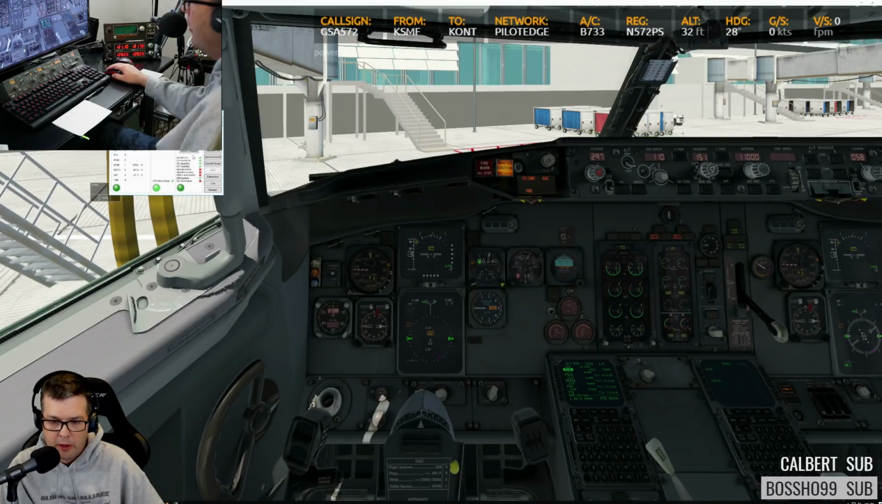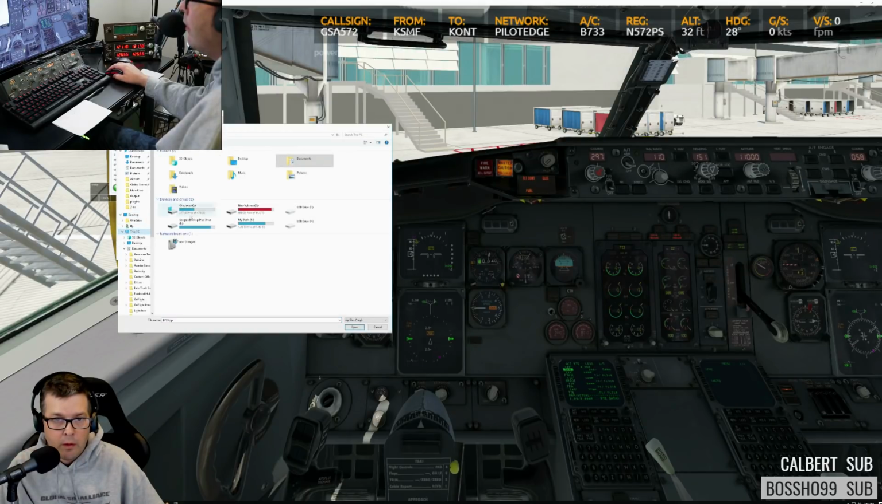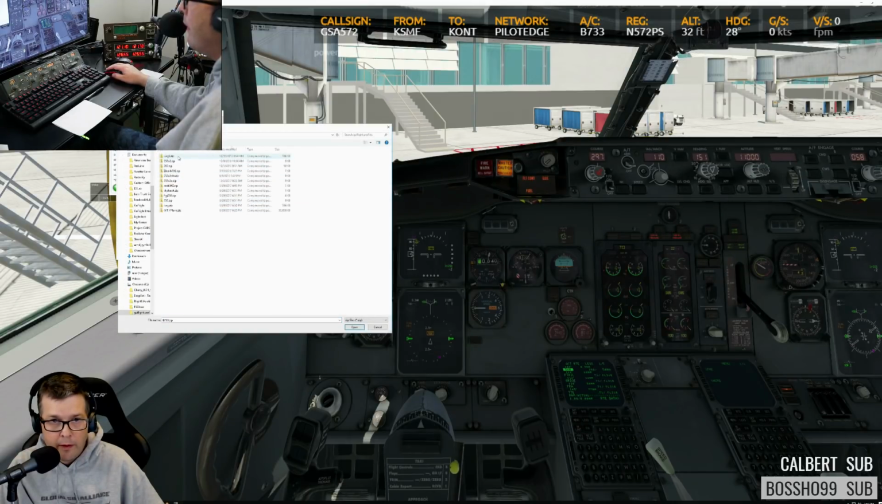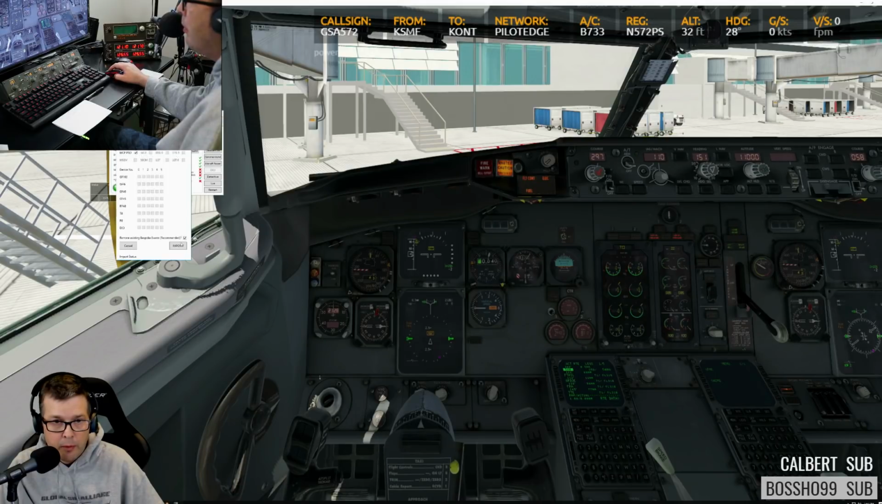Okay, that didn't work, so we got to do the import again. Import C:, GOFLIGHT profiles, IXEG 2, MCP-PRO import.